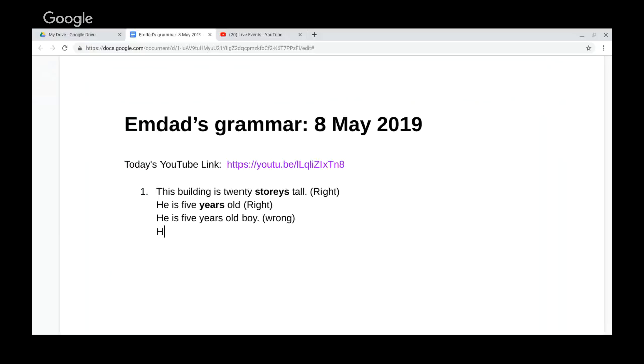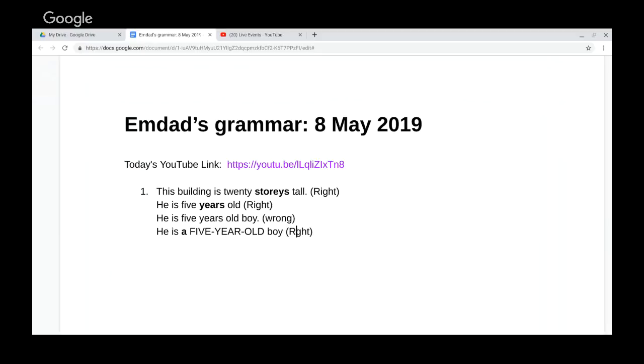So the right way to write this sentence is, he is a 5-year-old boy. So what did I use here? I used an article A beforehand, and then this word before it, year, wasn't plural anymore. This is a singular word. So this sentence is 100% right. So how can we write it?